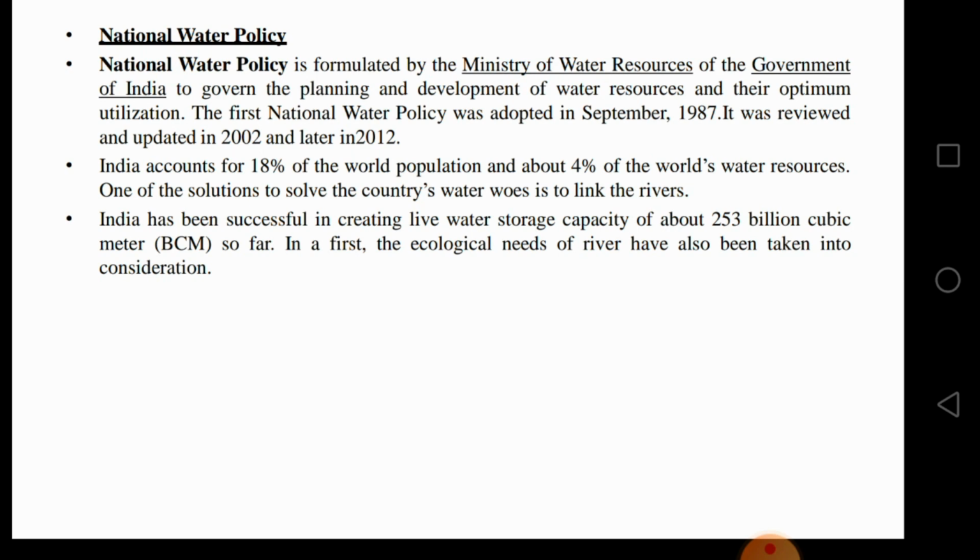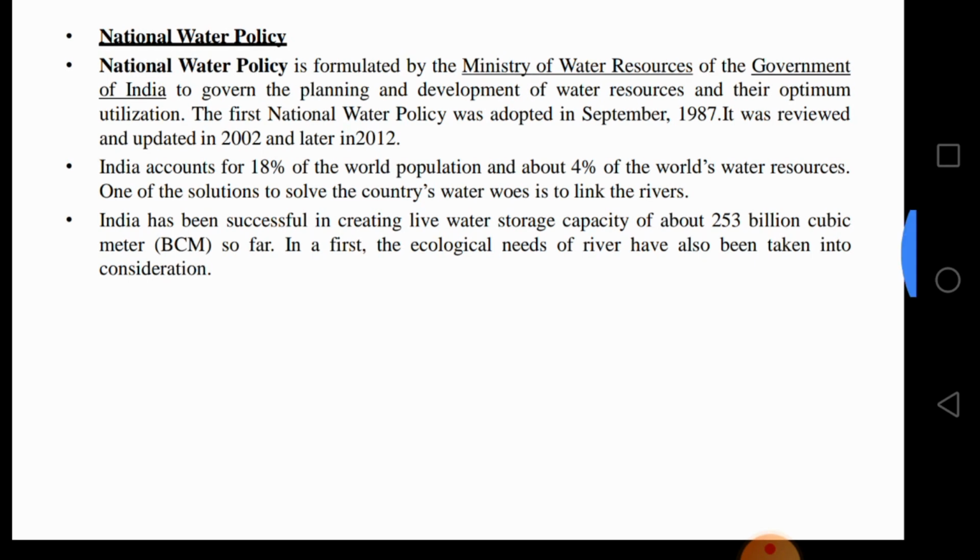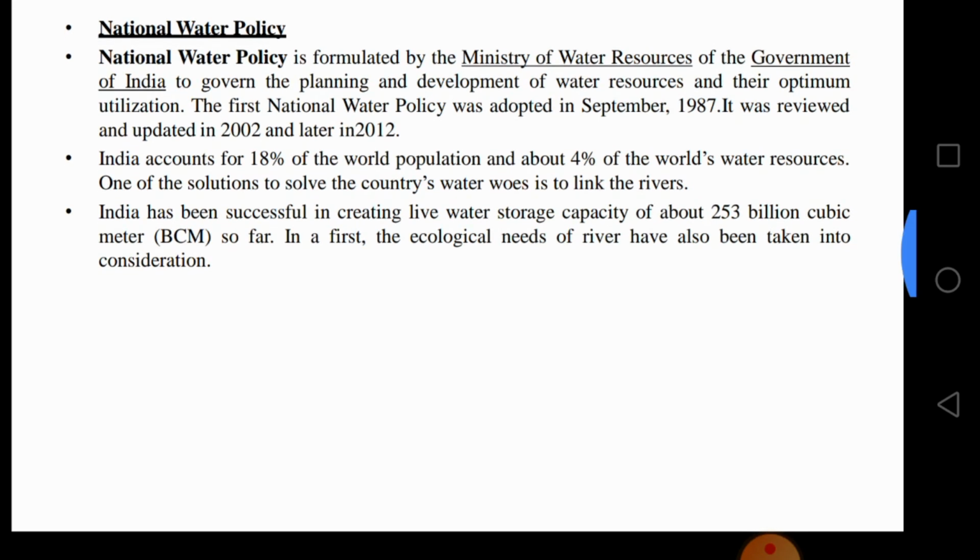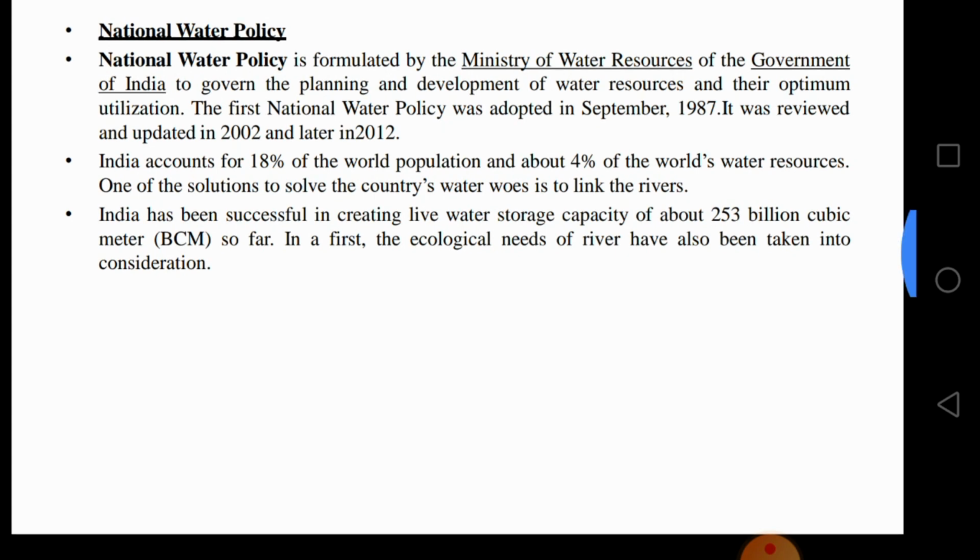In the 2012 National Water Policy, they brought one system related to that only. So this is very important for the national water policy systems.